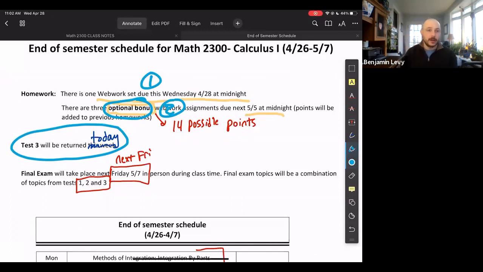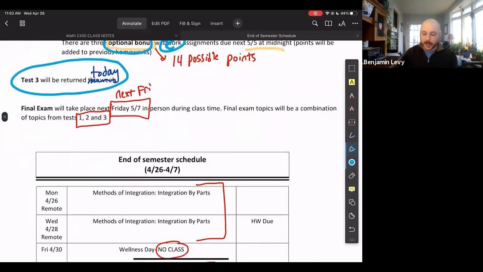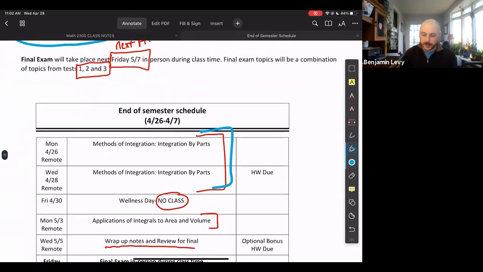The second, what I'm considering bonus homework, just trying to take it easy on you a little bit on the end here, is about what we're learning right now. Integration by parts is one of those things. There's one about area and volume, and then there's a third one just about applications.